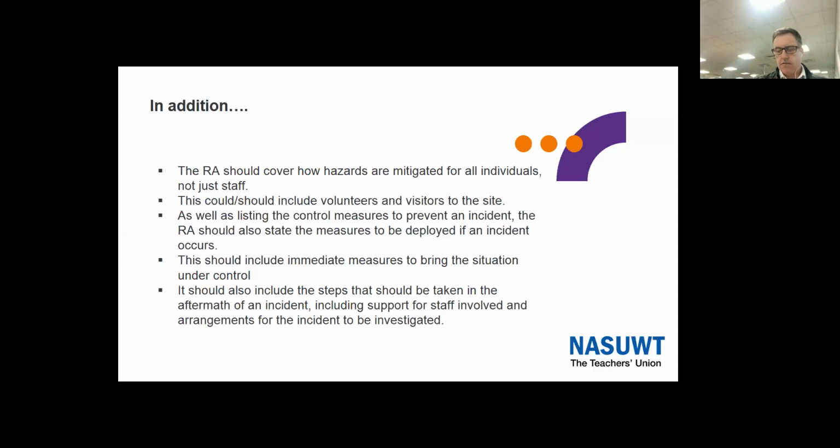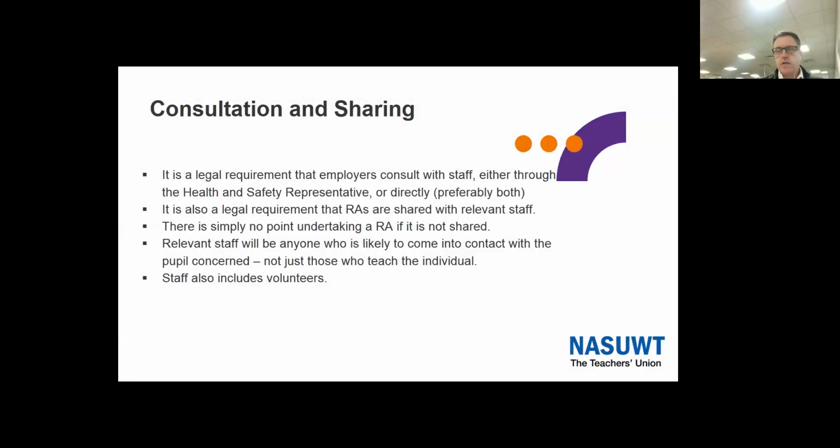And then on to consultation and sharing. As I said, these are absolutely critical in any risk assessment, but particularly in a pupil risk assessment. It's a legal requirement for employers to consult with staff, either through a health and safety representative or directly with staff, or indeed both.